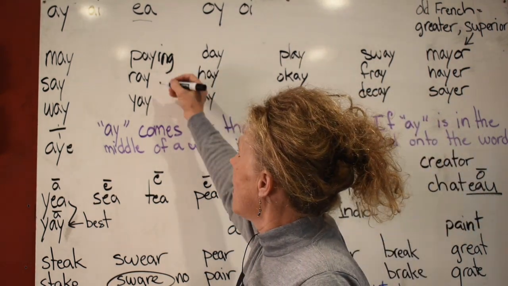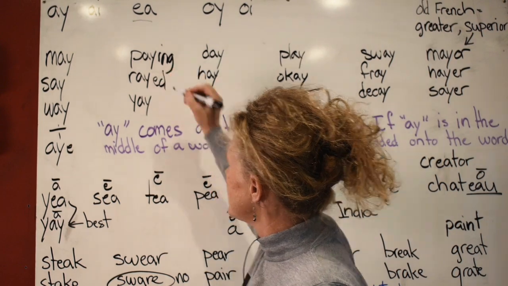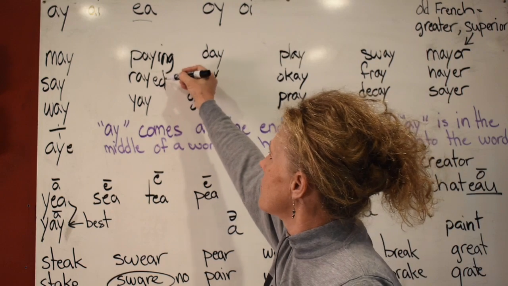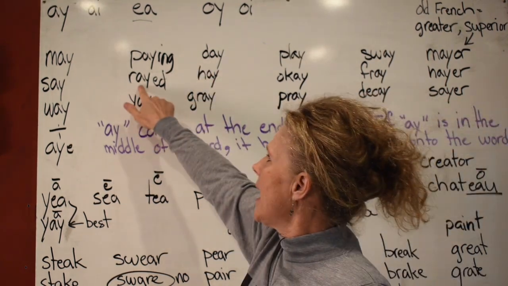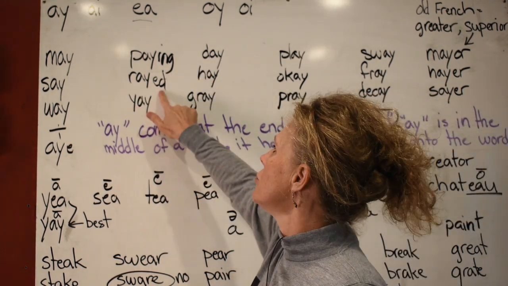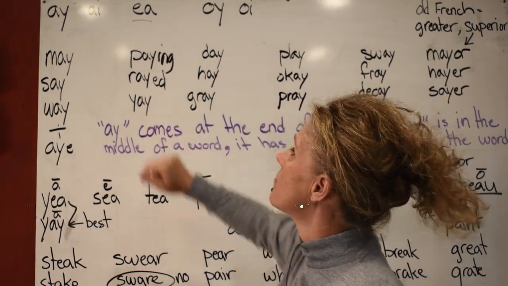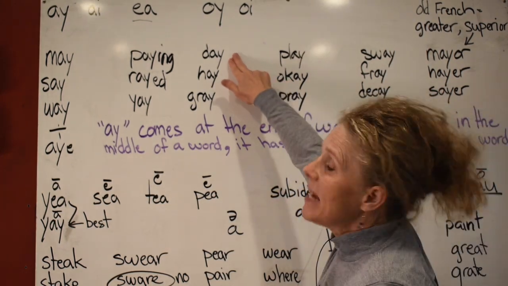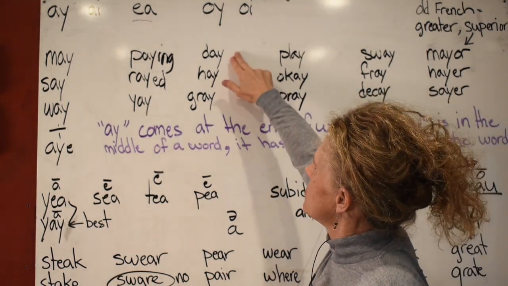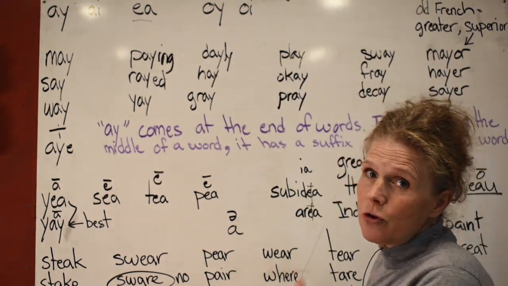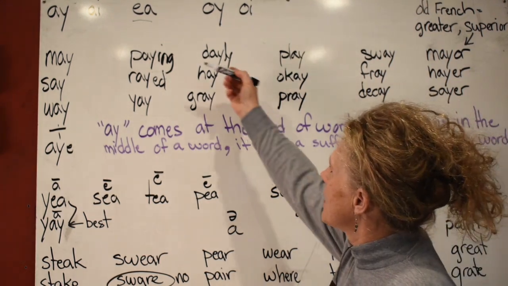Okay, so now let's say we want to do the past tense ed. This says paying, this says raid. So when you see an AY in the middle of a word like this, then you know you have a suffix added onto it. Yay, day, and oftentimes they don't need suffixes. We don't put day-ing, but you would put daily. But then you only change the Y to I when you're adding on a vowel suffix.